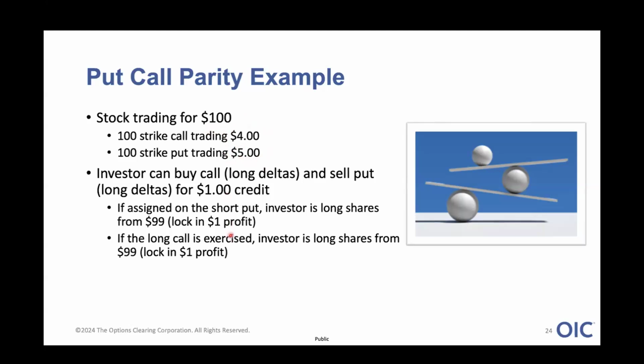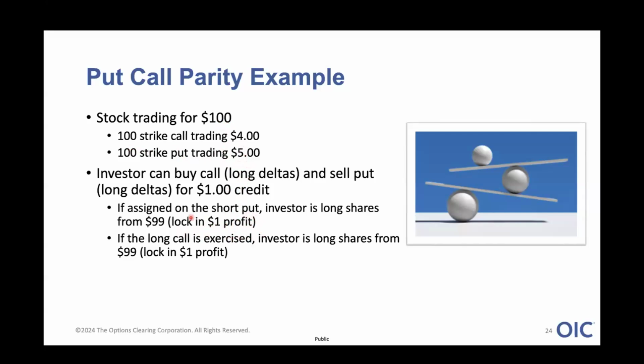Okay. At expiration, once again, if I get assigned on my short put, I'm going to buy stock at $100, but I took in a $1 credit. I'm long stock from $99. If I sold real stock at $100, I'm locking in a $1 profit. On the flip side, if I bought the call for $4 and sold the put for $5, that's still a $1 credit, and I exercised my call, I'm still going to be long stock from $100, but now I took in a $1 credit. I'm effectively long at $99. I sold stock at $100. Either way, whether I exercised my call or got assigned on my put, I'd lock in this $1 profit.